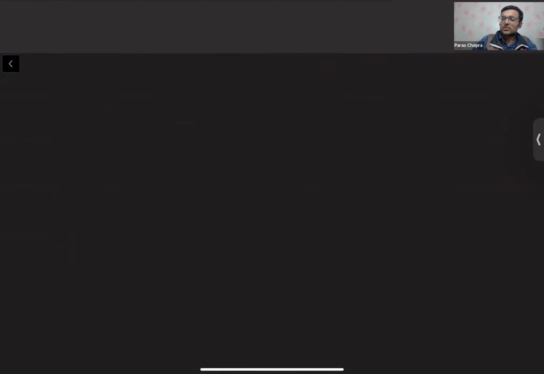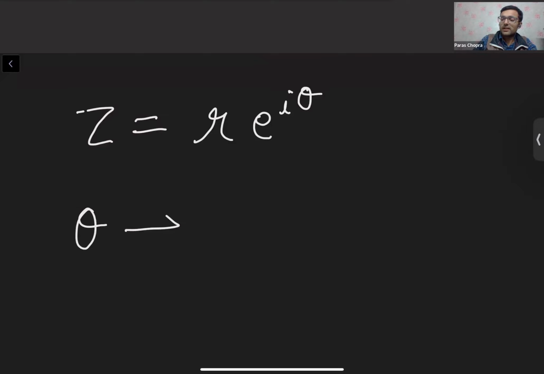Okay, so let's say we have a complex number r e to the power i theta. What will happen if I add 2 n pi to the theta value?